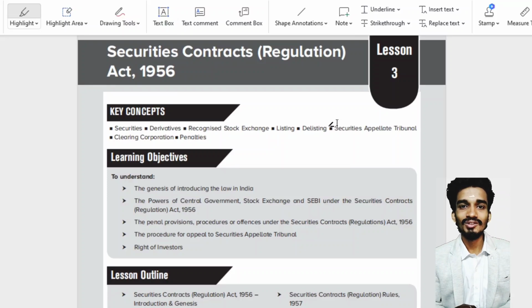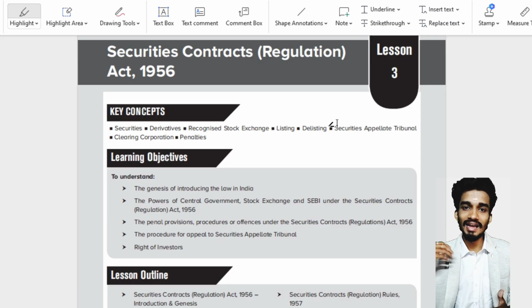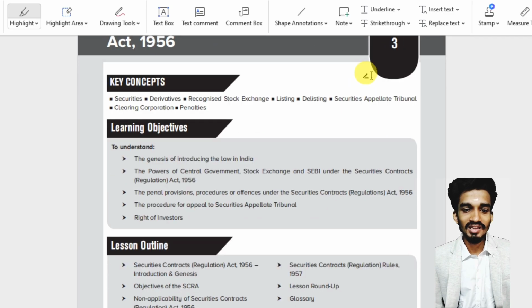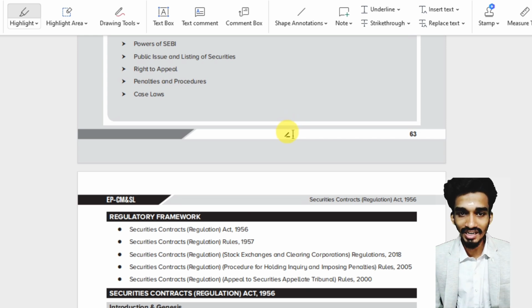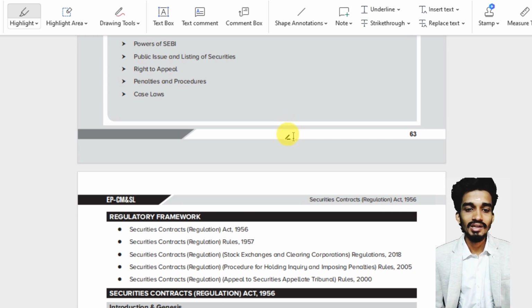Hi everyone. Today we are going to see lesson 3 of Capital Market and Securities Law, that is your Securities Contract Regulation Act 1956. This lesson talks about the regulation on the transaction of securities that has been listed on the stock exchanges. Okay. So this lesson talks about the main objective of this act, which is to prevent any malpractice transactions, any undesirable transactions, and all those things.